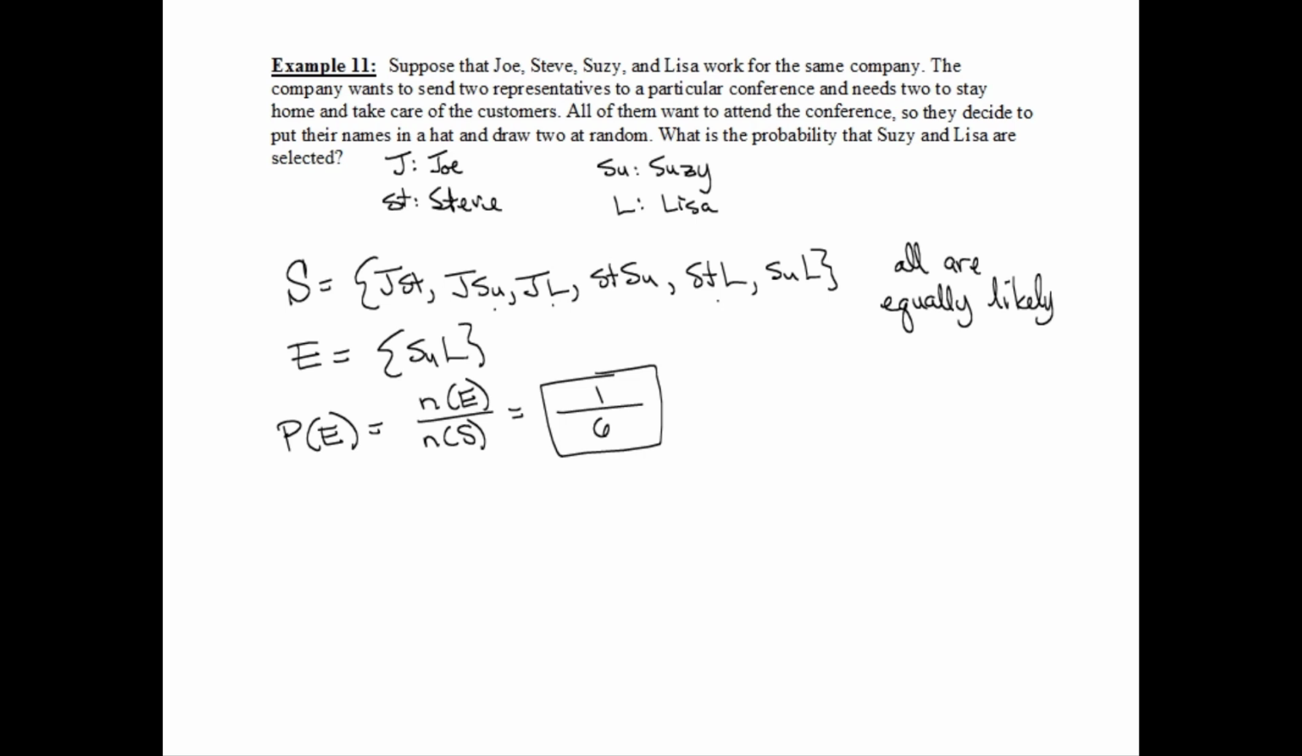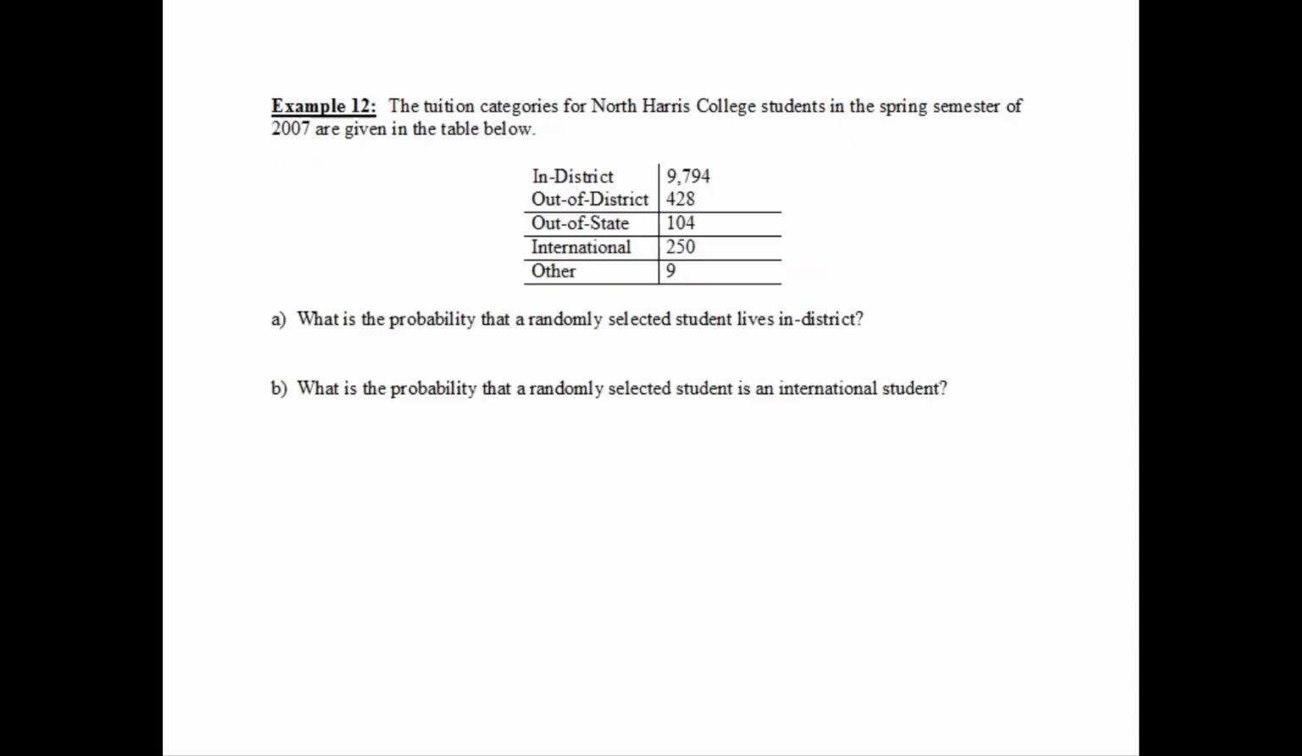Okay, let's move on. Let's suppose these are the tuition categories, the numbers of students in the various tuition categories in the spring of 2007. This is accurate data taken from the college website. What is the probability that a randomly selected student lives in district?